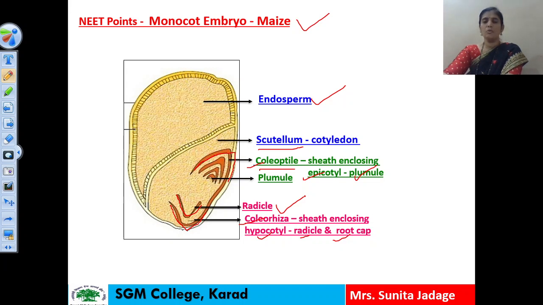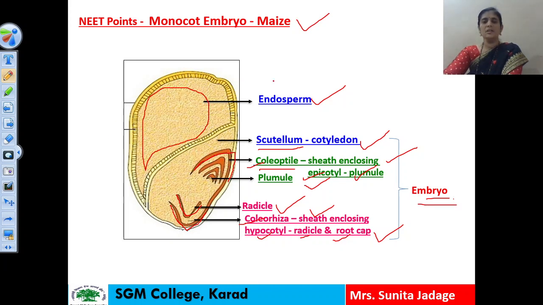In this way, the monocot embryo is showing total 4 parts that we have to see. The first part we have seen is the scutellum, that is cotyledon in the monocot plant, then coleoptile, plumule, radicle and coleorhiza. These parts belong to the embryo, and the remaining uppermost part belongs to endosperm. Those points we have to remember here.